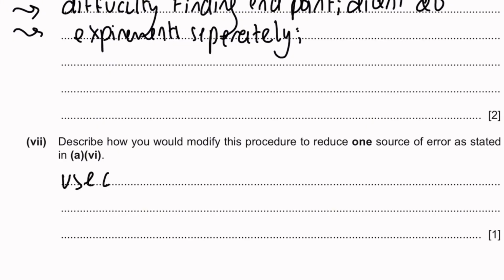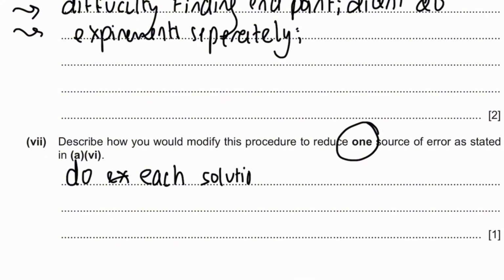So use, what he said, one source of error. You need to choose carefully here. I feel like it's better if we use the second example. Don't do experiment separately. Just make sure to do each solution on its own. When he says one, you need to stick to one.